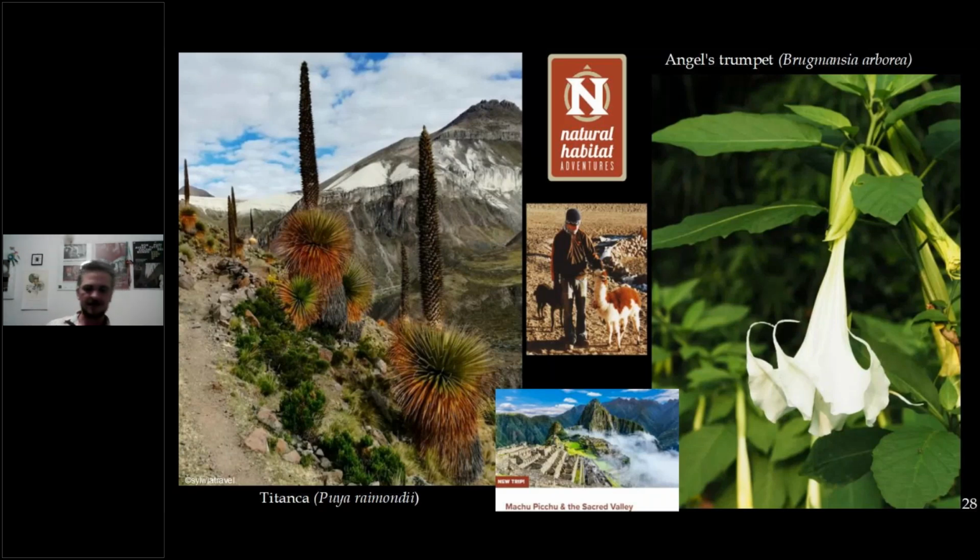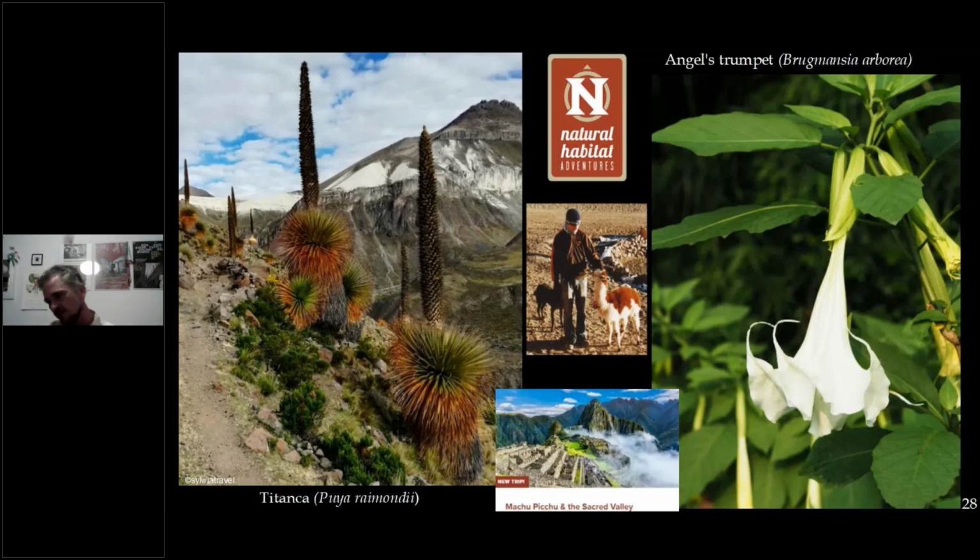Another plant from these lands that I wanted to show you is unfortunately now considered extinct in the wild in its native lands, and is found cultivated or naturalized in places where it has never existed before. It is the angel's trumpet, Brugmansia arborea, beautiful flower, this one. The leaves of this species contain a high concentration of alkaloids, including scopolamine, a toxic substance used by tribes and indigenous population as poison for hunting. Check out the fantastic Nat Hab trips there.